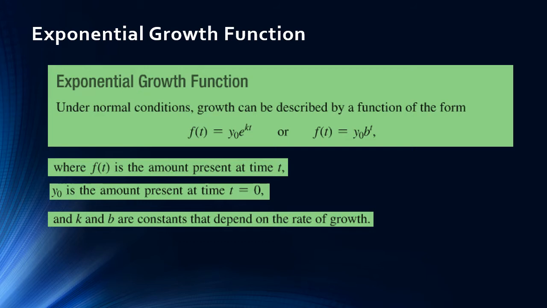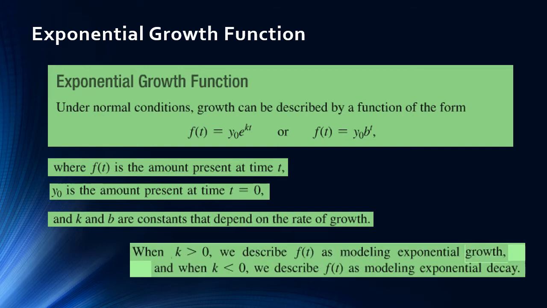K and B are constants that depend upon the rate of growth. And so you can see in the second equation, B is the constant base. And in the first equation, K is a multiplier of t in the exponent. When K is greater than 0, or positive, we describe f of t as modeling exponential growth. And when K is less than 0, or negative, we describe f of t as modeling exponential decay.